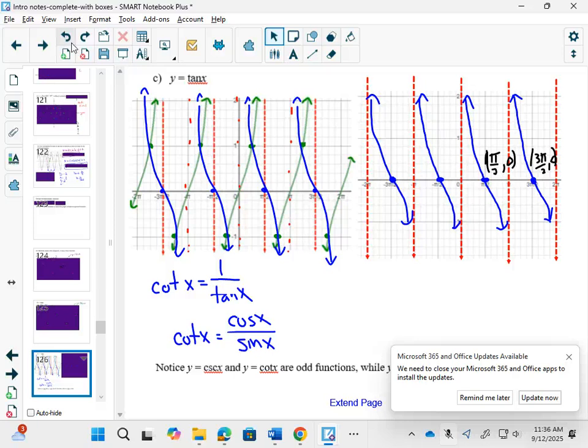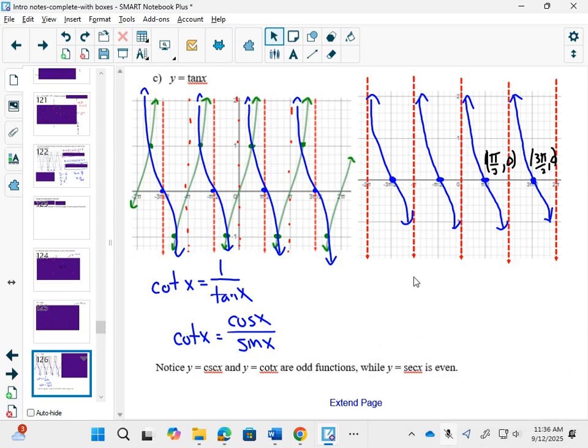There's a note there at the bottom about which ones are odd and which ones are even. Cosecant and cotangent are odd, just like sine and tangent were odd, and secant is even, just like cosine is even.